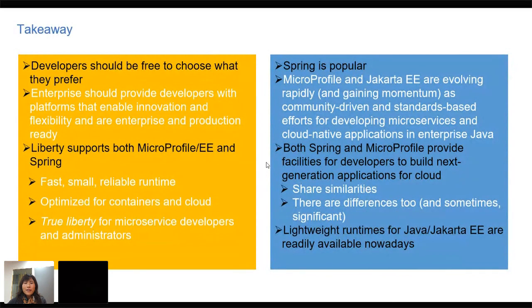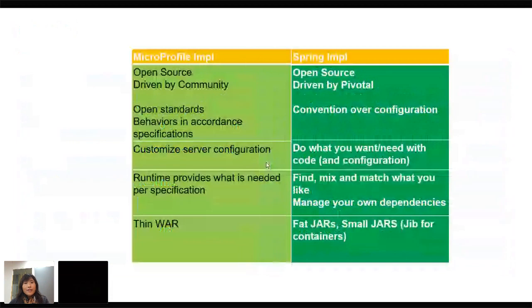Both Spring and MicroProfile provide next generation cloud native application development for the cloud. So they are quite similar from what I have demonstrated in the previous slide. However, there are some differences as well. Next, please. So this is a very simple way to list all the differences. MicroProfile is open source, driven by the community. It has a dozen implementations. Spring is provided by Pivotal, so convention over configuration.